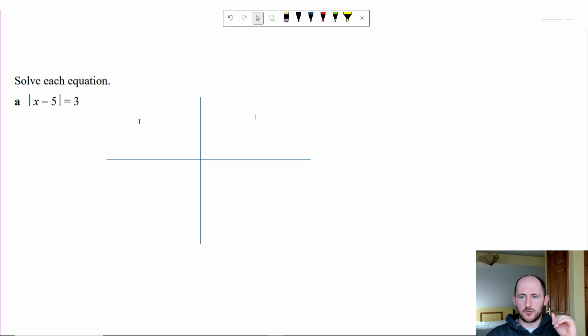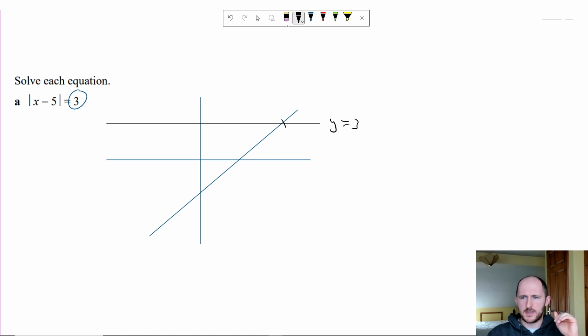If I draw the graph of x minus 5 quickly, that's what it's going to look like roughly. And if you wanted it equal to 3, all you would do is draw a line at y equals 3, and you can clearly see that it crosses the graph only once. So there's one solution for x minus 5 equals 3. Cool. I fully agree with that.